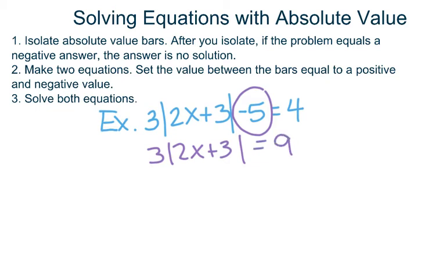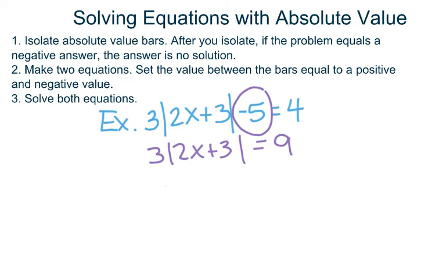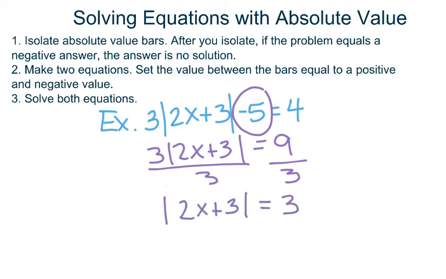Okay, I want to caution you at this point. Some people think it looks like this. So normally when we had a parenthesis, we would distribute. We do not have parentheses, do not distribute. The 3 and the absolute value bars are being multiplied. The way you get rid of multiplication is to divide. So we're going to divide both sides by 3. So now we have the absolute value of 2x plus 3 equals 3.